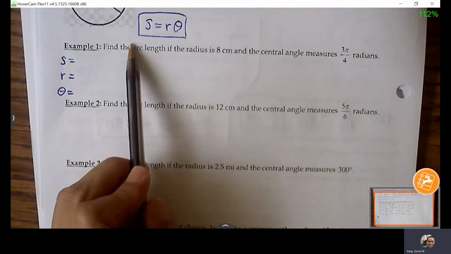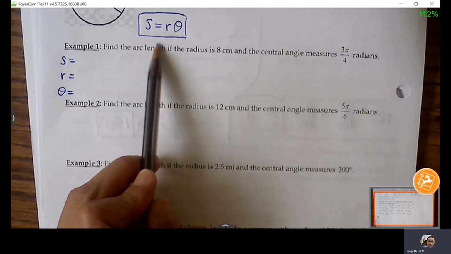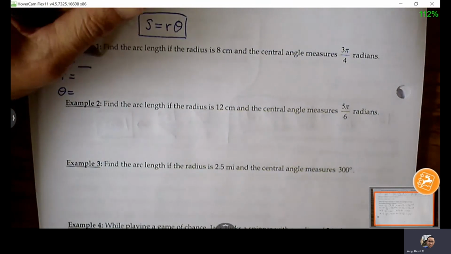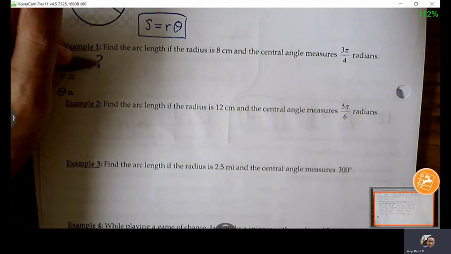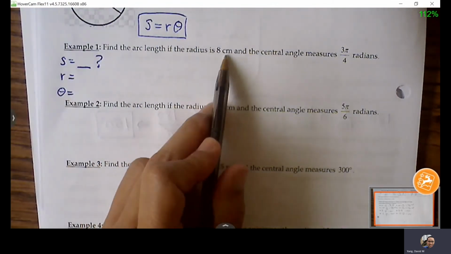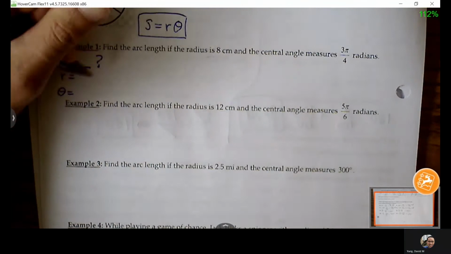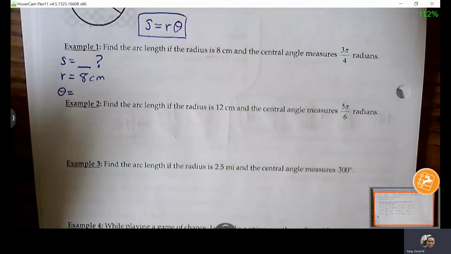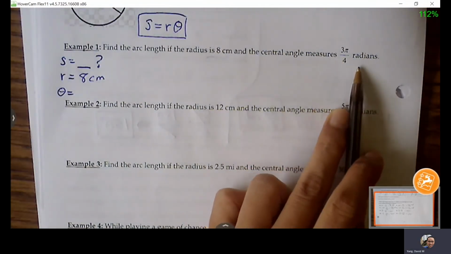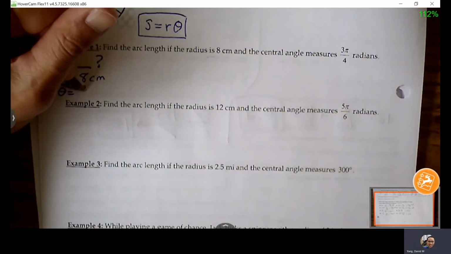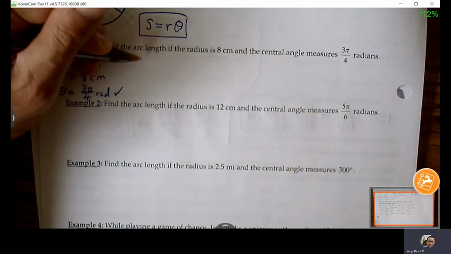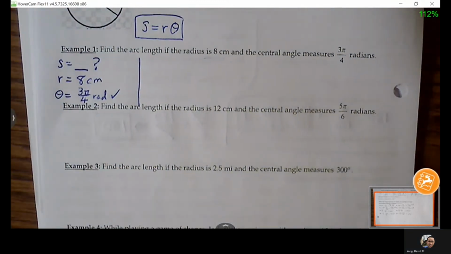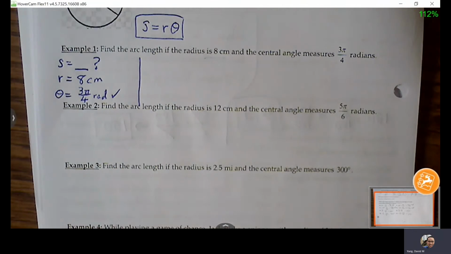Okay, find the arc length. So we're looking for arc length. Arc length is associated with variable S. So that's the unknown in our problem, question mark. If the radius is 8 centimeters, that's r. And the central angle measures 3 pi over 4 radians. Okay, that's a good sign. That makes it easier for us. We don't have to do any conversions. It's already in terms of radians. We know that value is good to go. Now we can dump everything into our S equals r theta formula and solve for S.